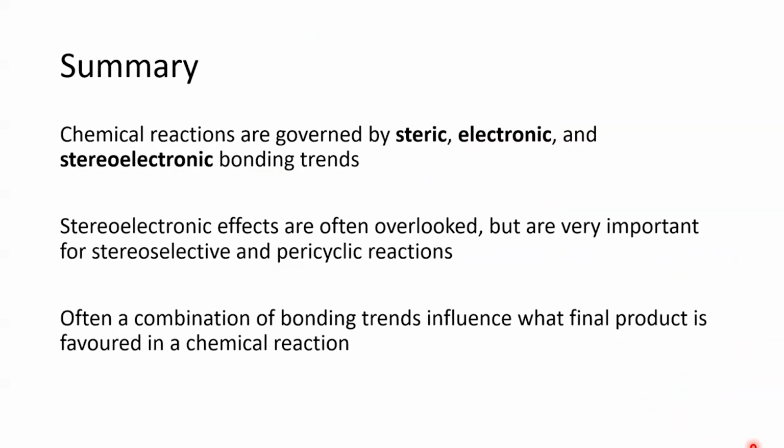So to summarise, chemical reactions are governed by three things: steric, electronic and stereoelectronic bonding trends. Typically the stereoelectronic factors are overlooked when teaching organic chemistry, but they're really important for showing why stereoselective reactions occur and for explaining pericyclic reactions. Typically, reactivity is not down to a single one of these trends, but more like a concerted combination of all three, which makes understanding all of them really important.